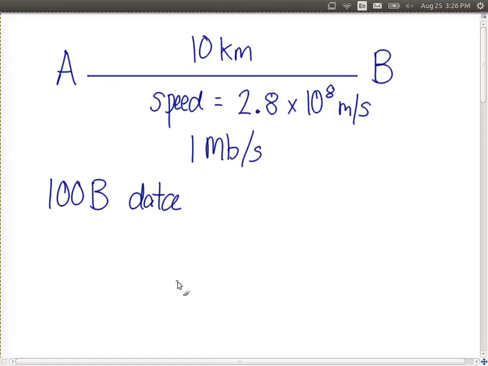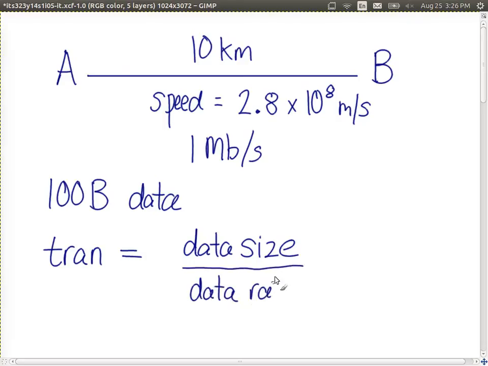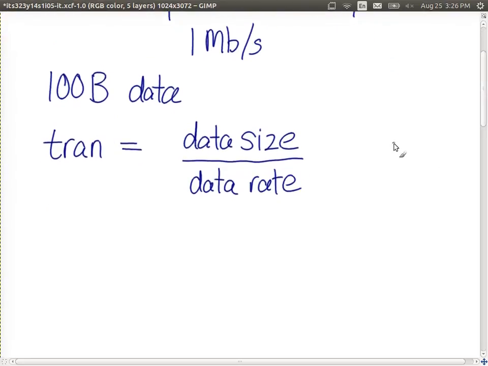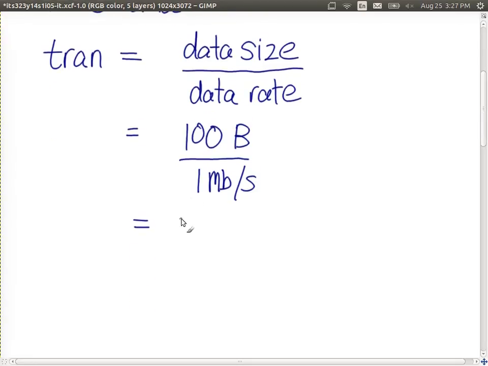So transmission delay is data size divided by data rate. We've got 100 bytes of data, and be careful with units. Divided by a data rate of 1 megabit per second. You can't divide bytes by bits, so let's put them in the same unit. That would be 800 bits divided by 1 by 10 to the power of 6 bits per second.